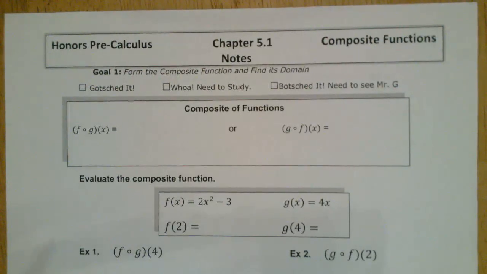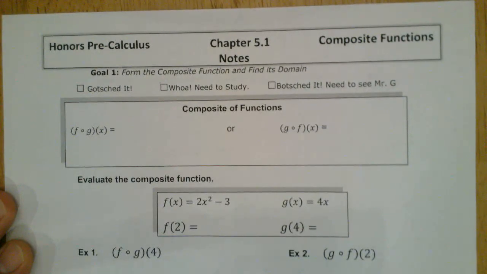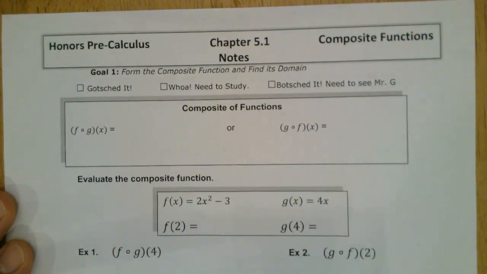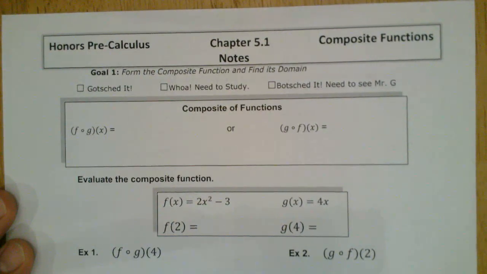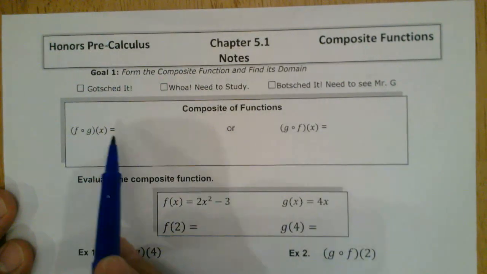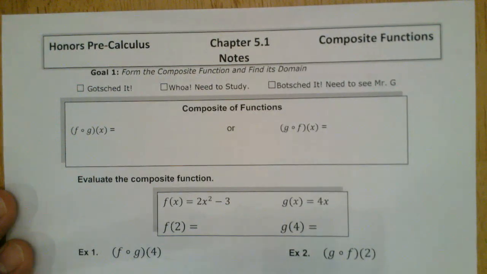All right, ladies and gentlemen, we're going to get started with Chapter 5.1. This is composite functions. We did some stuff like this in Chapter 2 when we did functions. Our goal today is we're going to form composite functions and then talk about the domain of these. So a composite function is just basically taking one function and inputting it into the other.